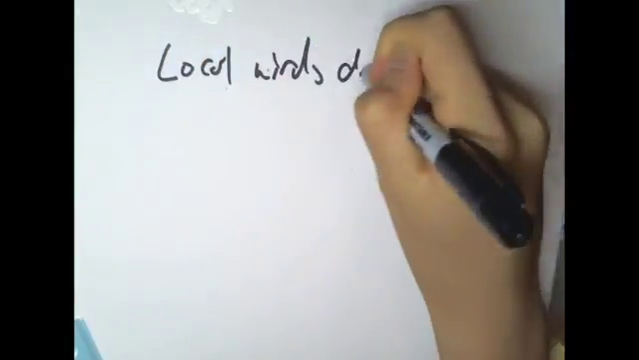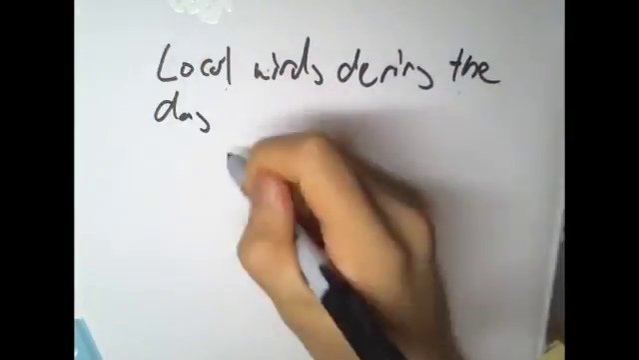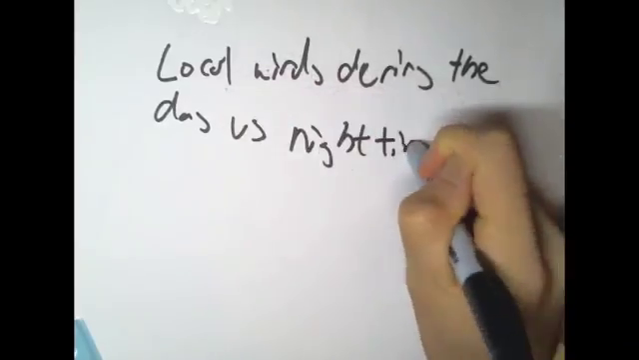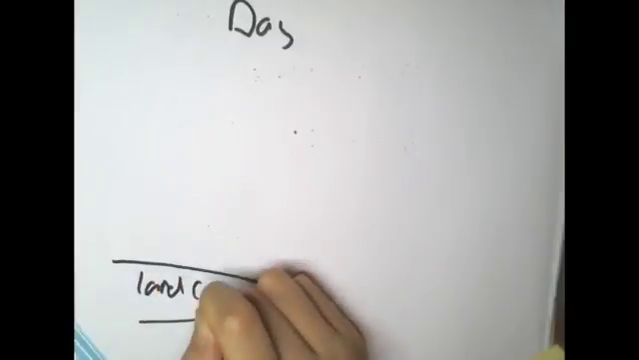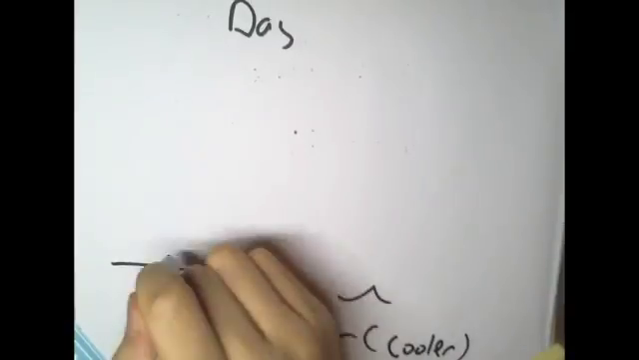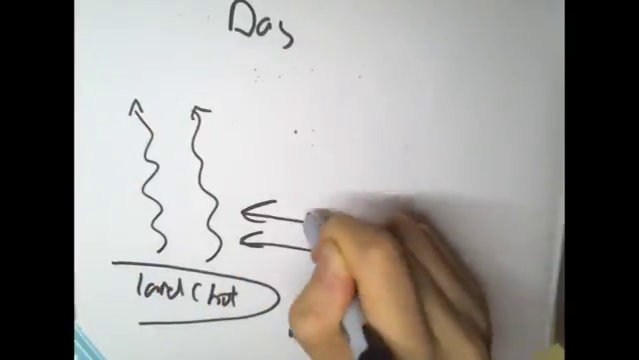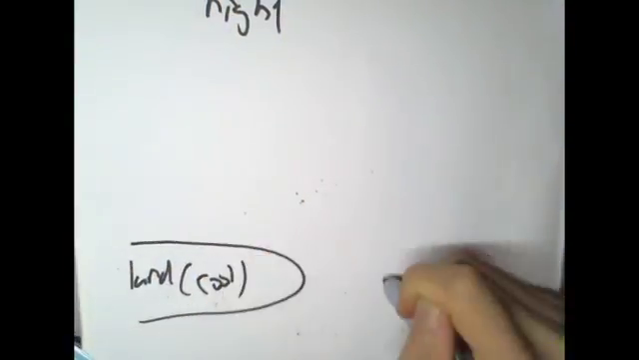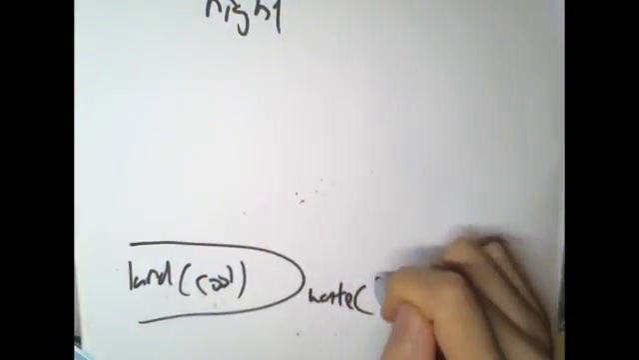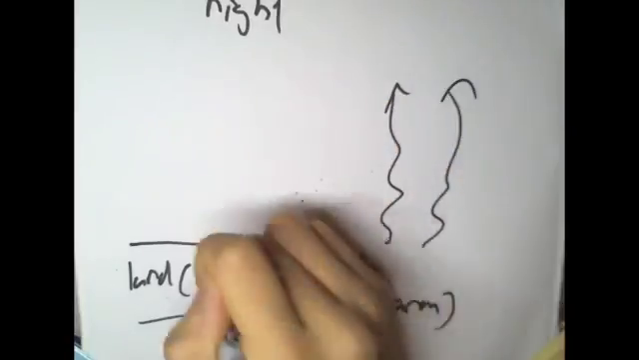Local winds happen on a small scale and usually change direction based on if it's daytime or nighttime. During the daytime, the land is hotter than the water, and thus wind flows from the ocean or sea towards the land. Contrarily, at nighttime, the water is warmer than the land, and thus wind flows from the land towards the ocean or the sea.